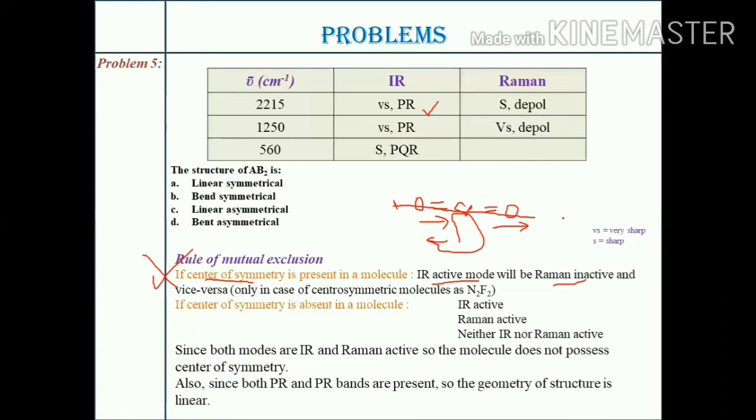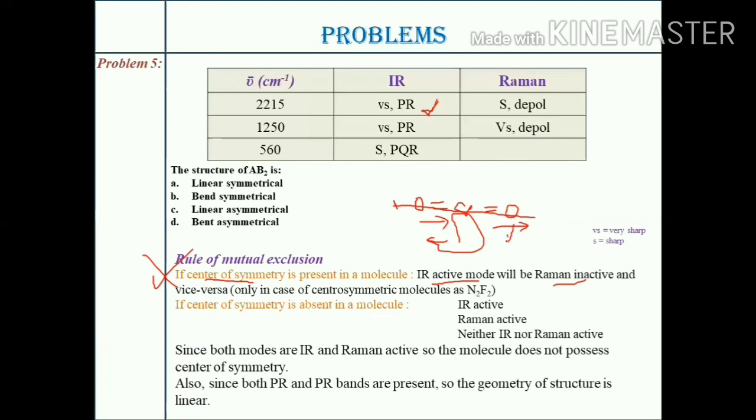So the modes of vibration that are parallel to the axis of symmetry will have only a PR branch. Okay, this we need to learn. On the other hand, in case of bending vibration, what happens in bending vibration?